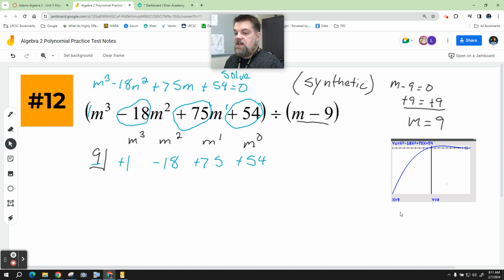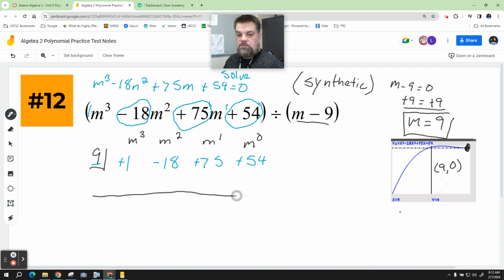Maybe we should highlight, write it a little bigger. It doesn't have to be perfect. Make sure you draw the x-axis. Make sure you draw the y-axis, but it doesn't have to be perfect. But the main thing we want to know is that this thing is going to cross at 9, 0. So that's one of the zeros. That's one of the solutions. Okay? All right, back to the synthetic division. I'll give you a second to finish sketching the graph.